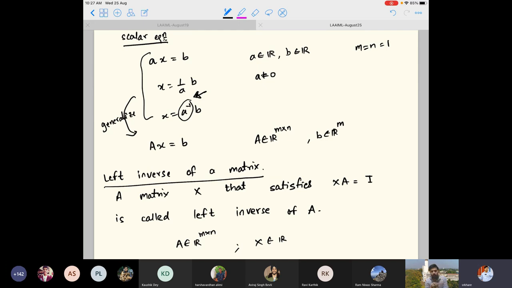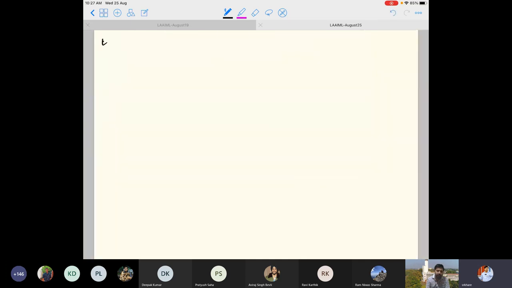N cross m. The left inverse will have size n cross m. Okay, we'll see why. But let us quickly see some examples. The examples will give you some idea.